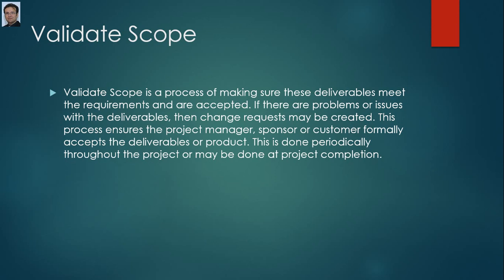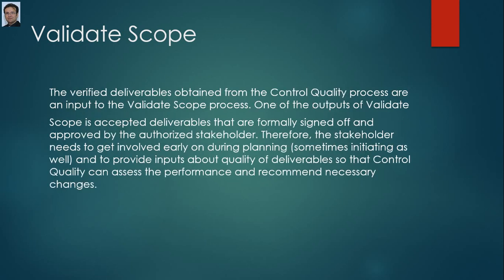accepted. If there are problems or issues with the deliverables, then change requests may be created. This process ensures the project manager, sponsor, or customer formally accepts the deliverables or products. This is done periodically throughout the project or may be done at project completion. The verified deliverables obtained from the control quality process are an input to the validate scope process.